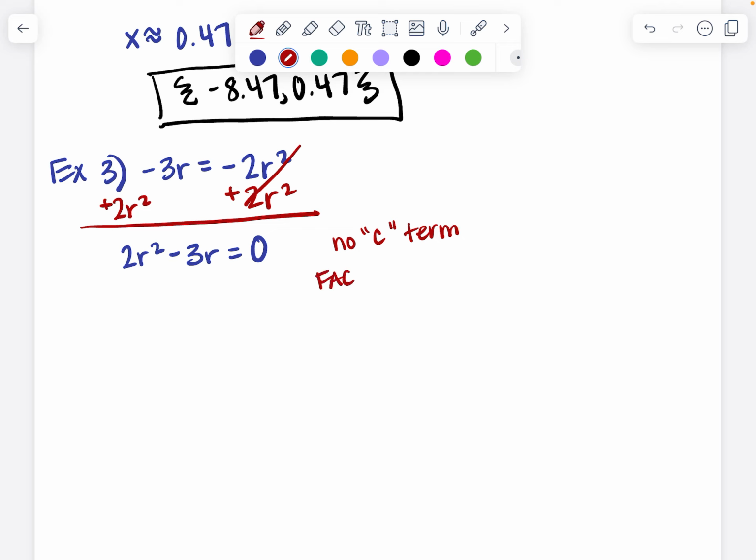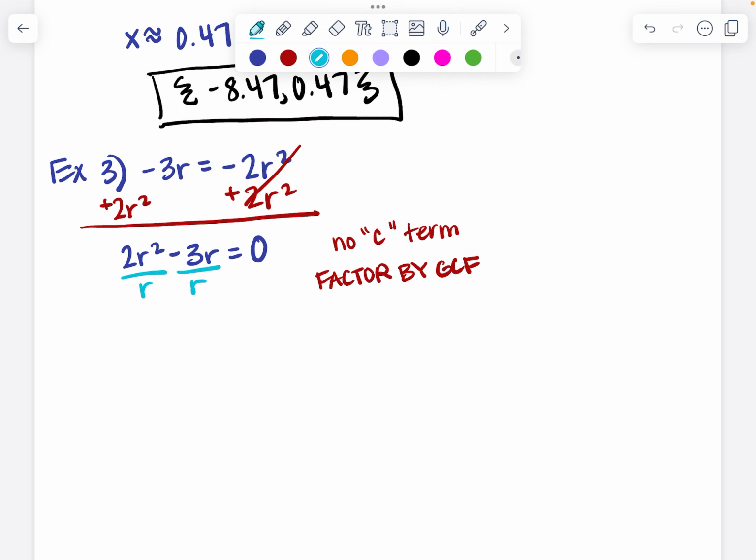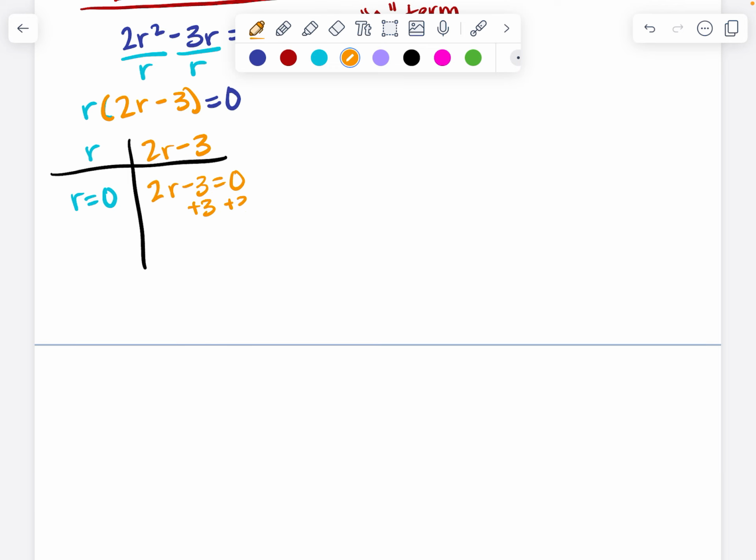So I'm going to factor by GCF. So I can see that I can factor out r. So in the parentheses, I have 2r minus 3. So now that I've factored, my two factors are r and 2r minus 3. So set each one equal to 0. r equals 0, that's one solution, and 2r minus 3 equals 0. And r equals 3 over 2.